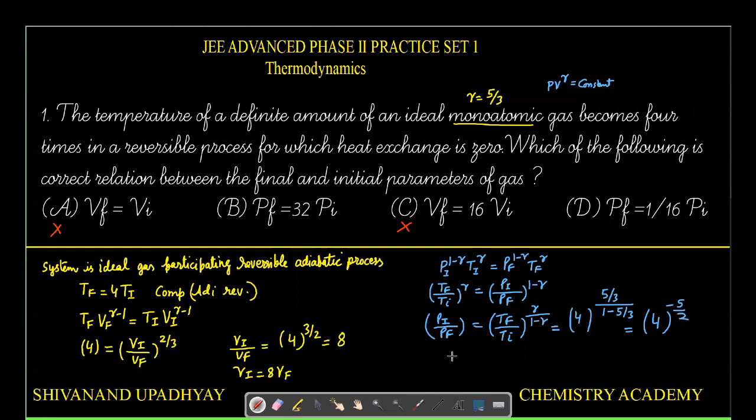On further simplification, I can write that P initial upon P final is equal to 1 by 4 to the power 5 by 2, and further simplified, this is equal to 1 by 32. So from here, we can write that the final pressure is equal to 32 times the initial pressure. Final pressure is 32 times the initial pressure, which means option B is correct. It means that option D is wrong. So the answer for question number 1 is B.